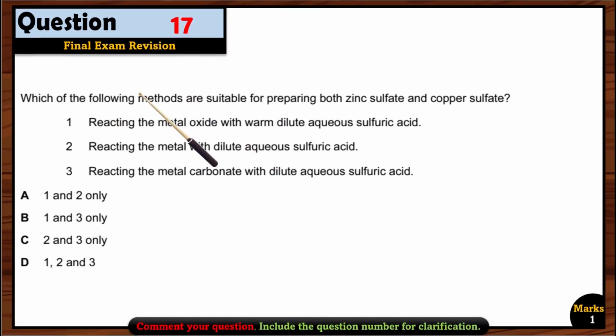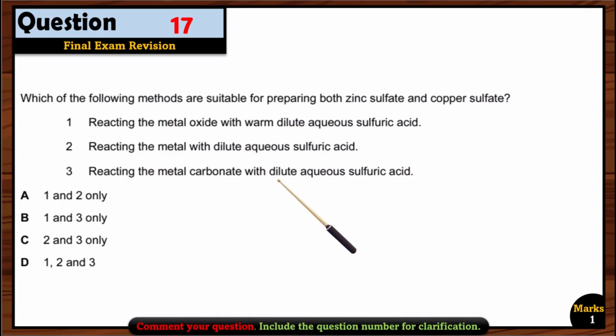Let's see question 17. Which of the following methods are suitable for preparing both zinc sulfate and copper sulfate? First, reacting the metal oxide with warm dilute aqueous sulfuric acid. Right, whenever metal oxides react with an acid, for example sulfuric acid, we get the sulfate salts and also water. Now let's see the second option, reacting the metal with dilute aqueous sulfuric acid. Yes, mostly when a metal reacts with an acid, it produces the salt, right? But in this case, the metal copper will not react with any of the acids, either sulfuric acid or HCl. So option 2 cannot be right.